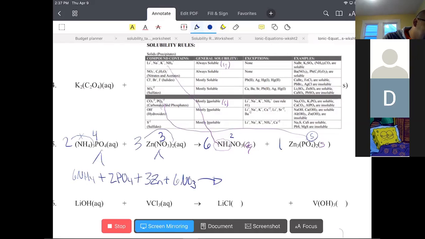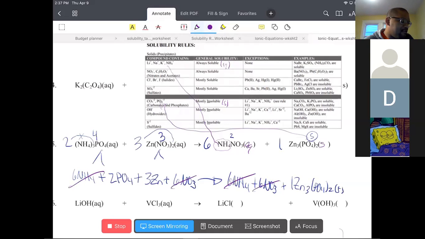On the other side, I have 6 NH4s plus 6 NO3 plus 1 Zn3(PO4)2 as the solid. Then I'm going to cancel out the ones that appear on both sides, the 6 NH4 and the 6 NO3. And so now I have 2 PO4 plus 3 Zn goes to the product side.